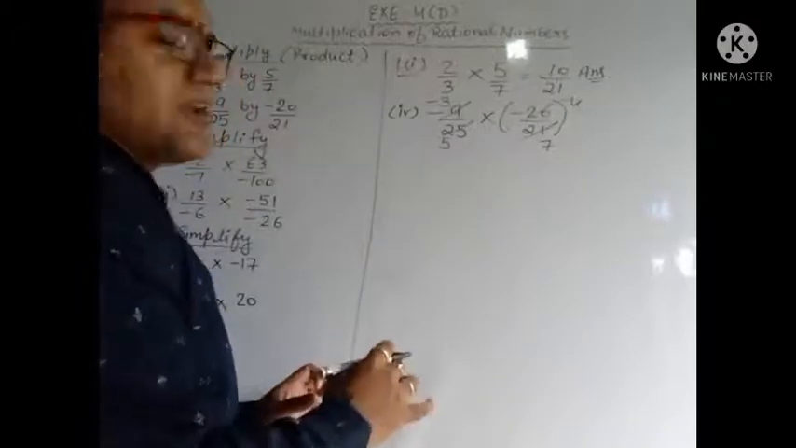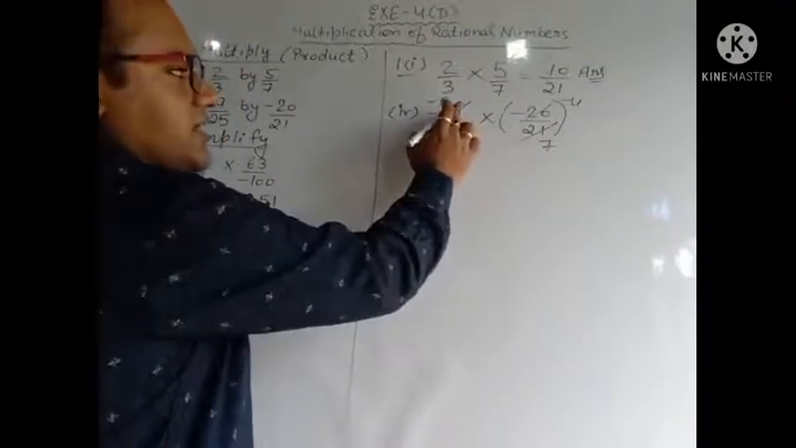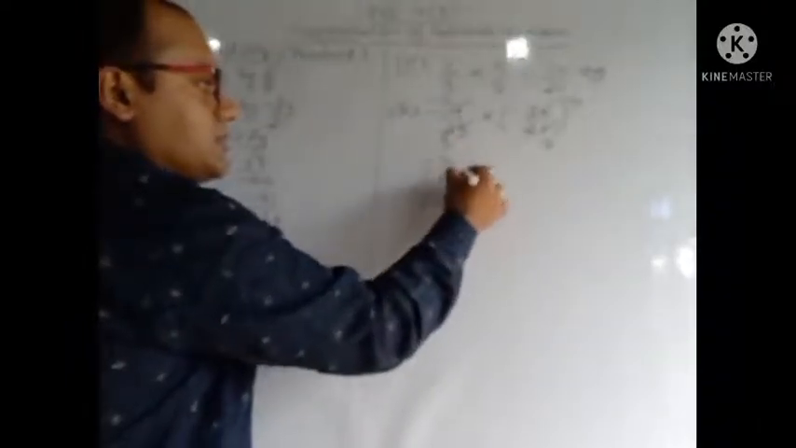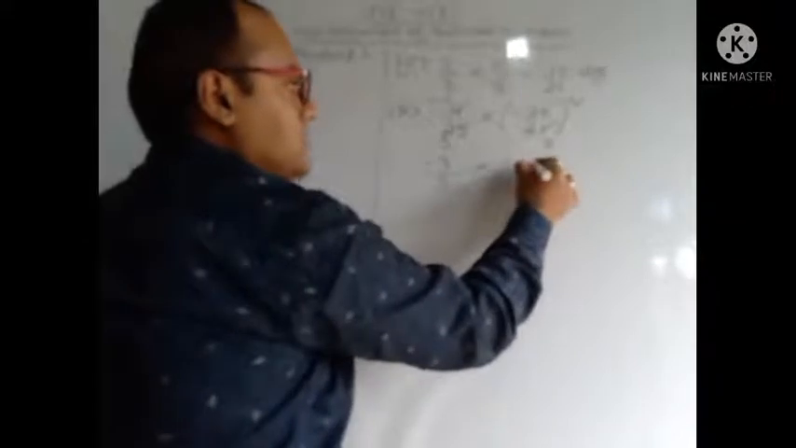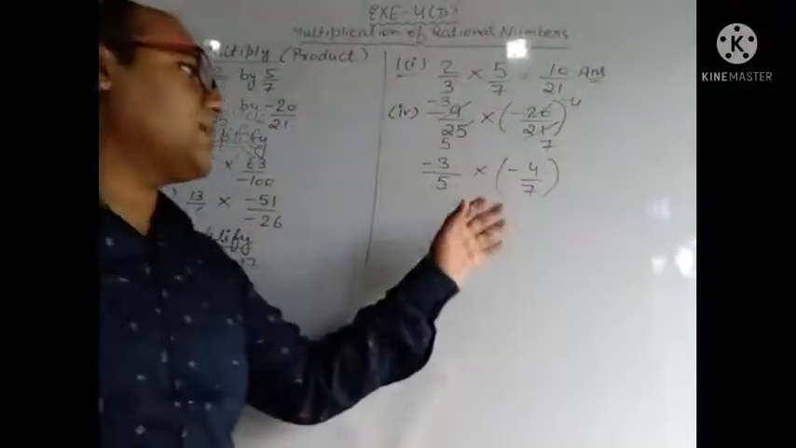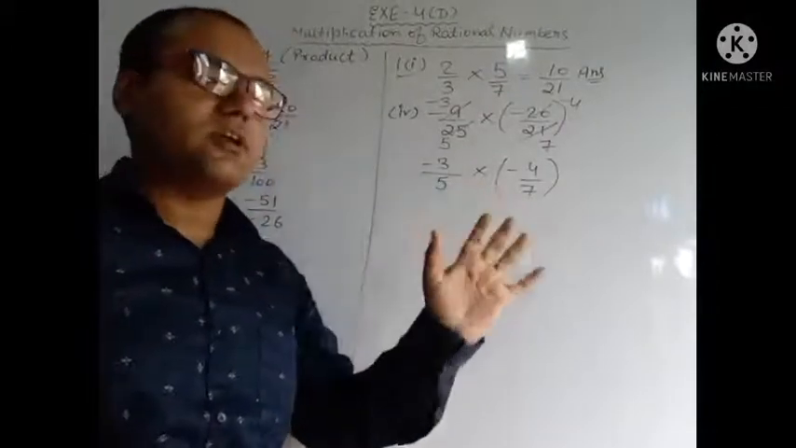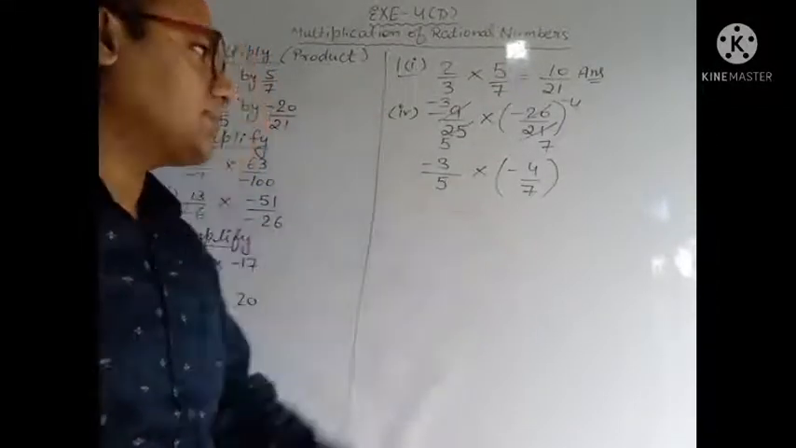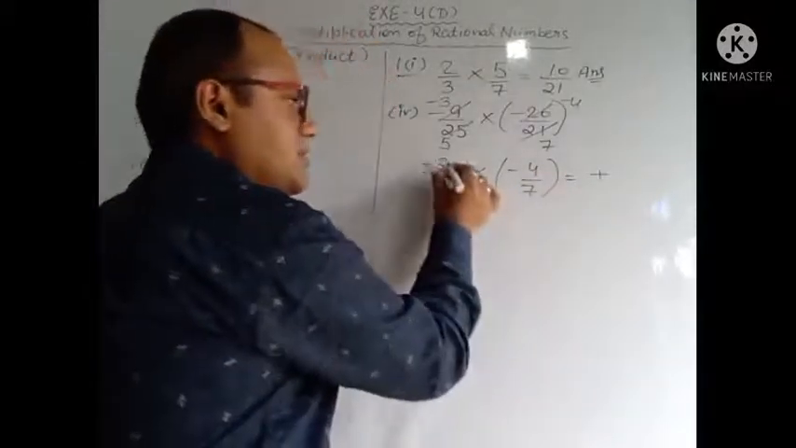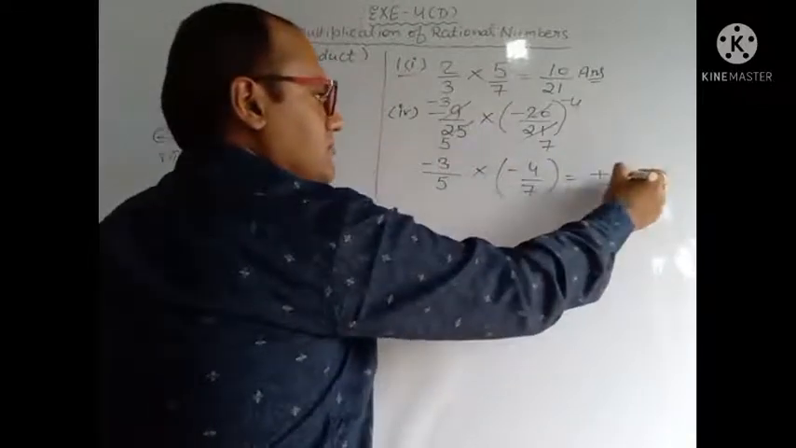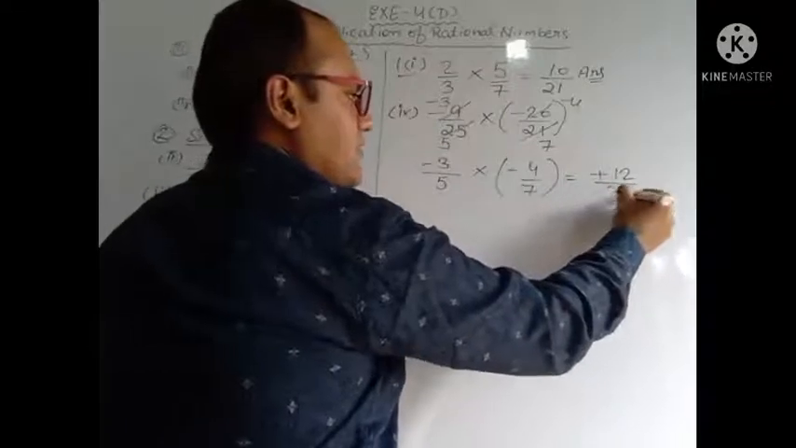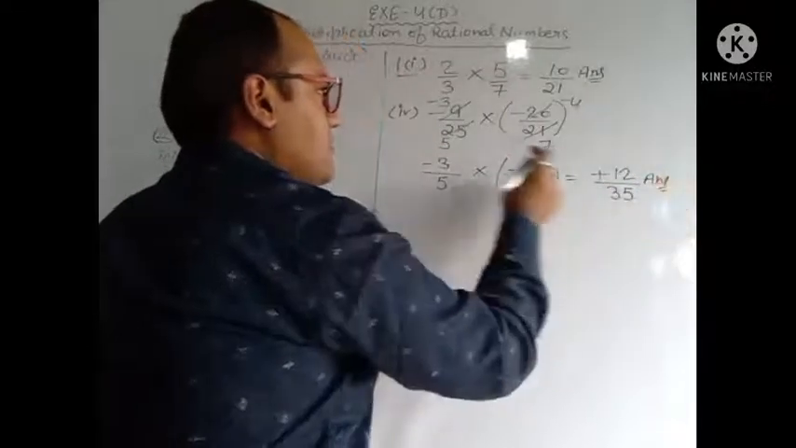Now we have to write the remaining numbers. After cutting this 9, the remaining number is minus 3, upon the remaining number in the denominator, 5, multiplied by minus 4 upon 7. So these are the remaining numbers. Now we will not be able to cancel these numbers with the same table, so we will simply multiply them. Minus multiply minus, the answer will be plus. 3 multiply 4 will be 12 upon 5 multiply 7 will be 35. So this is your final answer of part number 4.